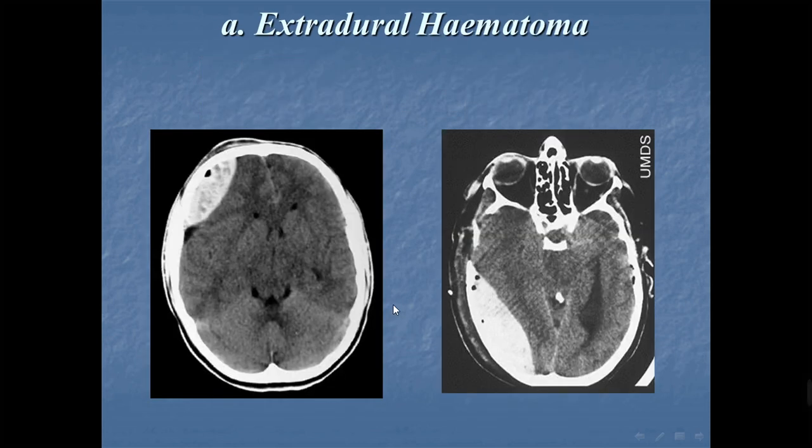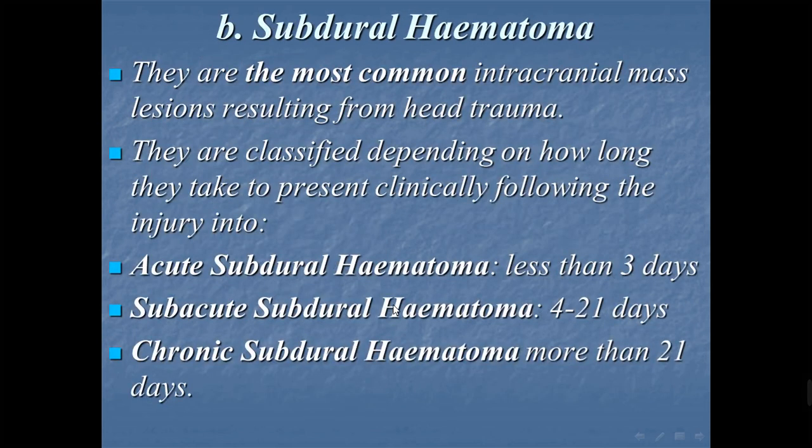This is also a hematoma, also another one, and this is how it appears on CT scan of the brain as lens shape. Now, the other type of intracranial hematoma is a subdural hematoma.